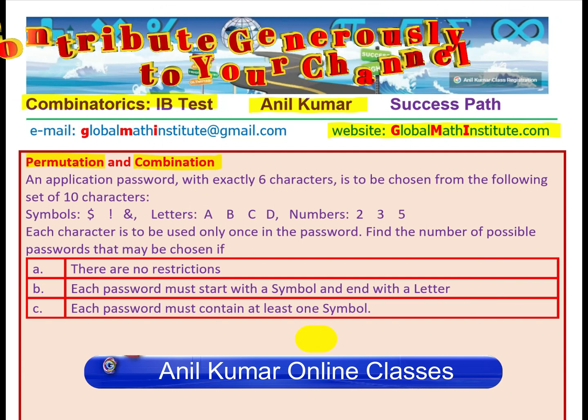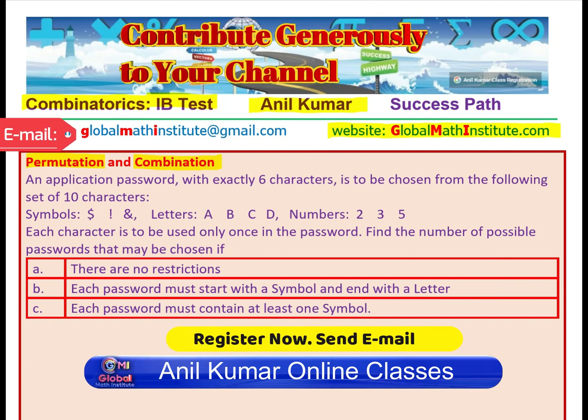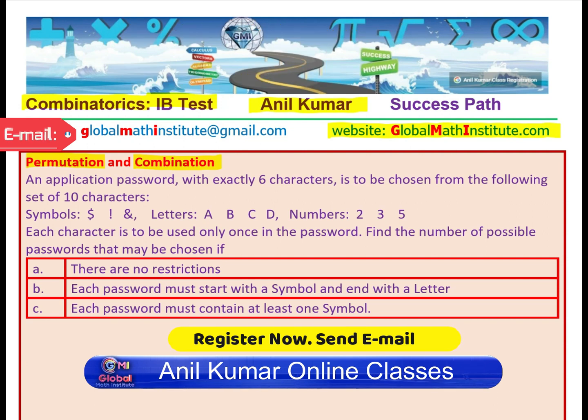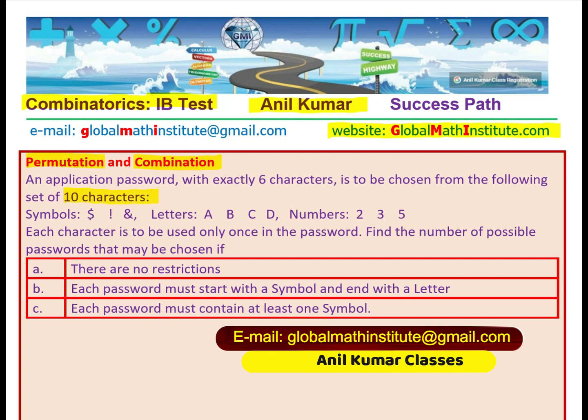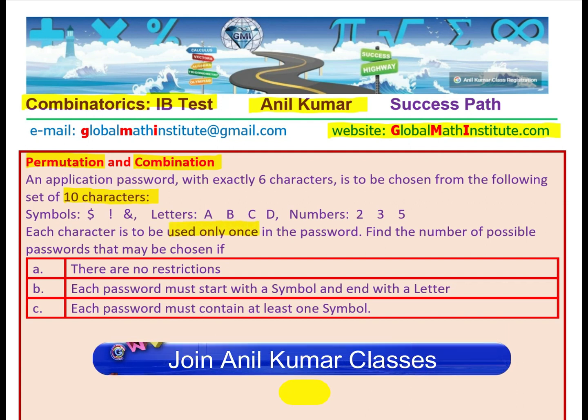Perfect. Now, let us see how do we answer this question. An application password with exactly 6 characters is to be chosen from the following set of 10 characters: symbols dollar sign, exclamation sign, ampersand sign, letters A, B, C, D, and numbers 2, 3, 5. So these are the 10 characters we're talking about. Each character is to be used only once in the password. Find the number of possible passwords that can be chosen if.